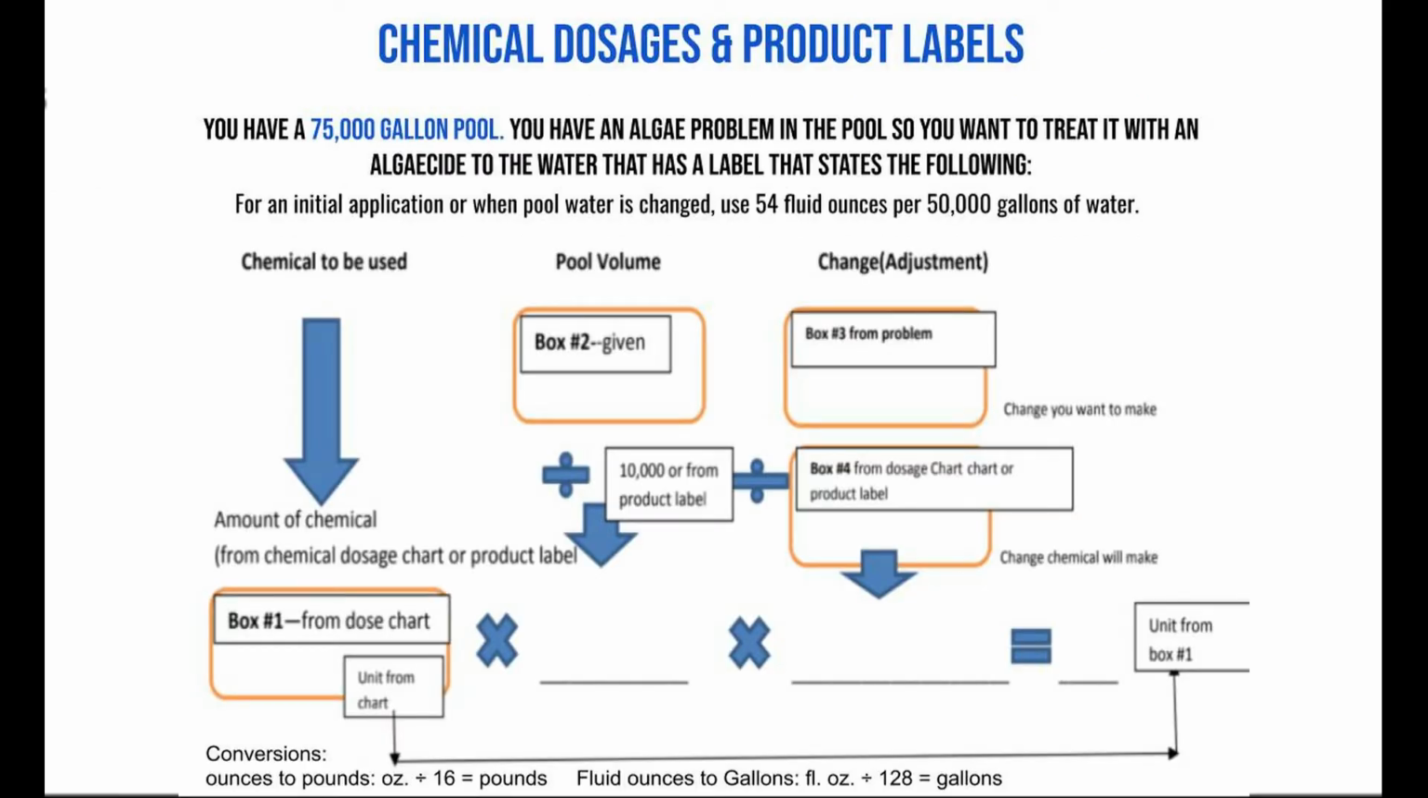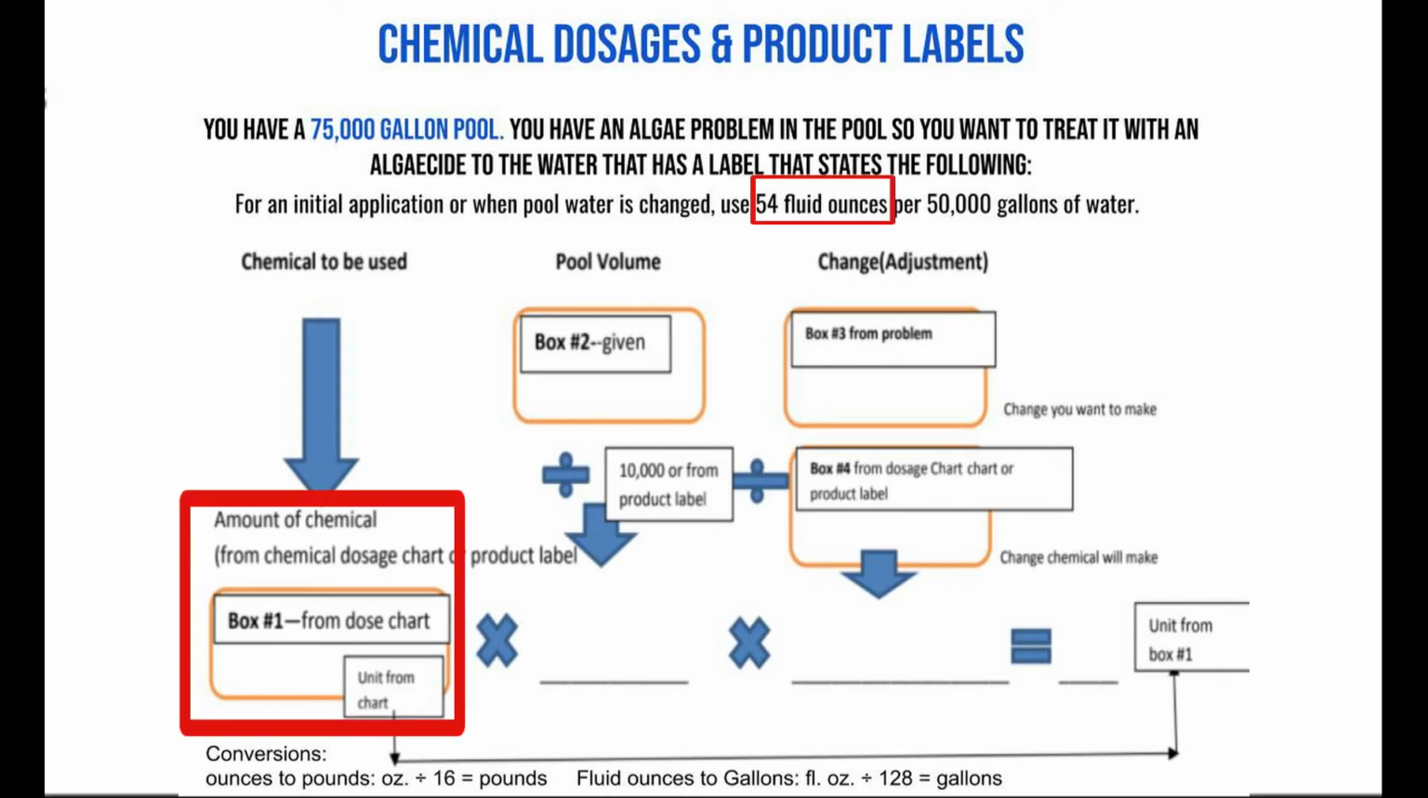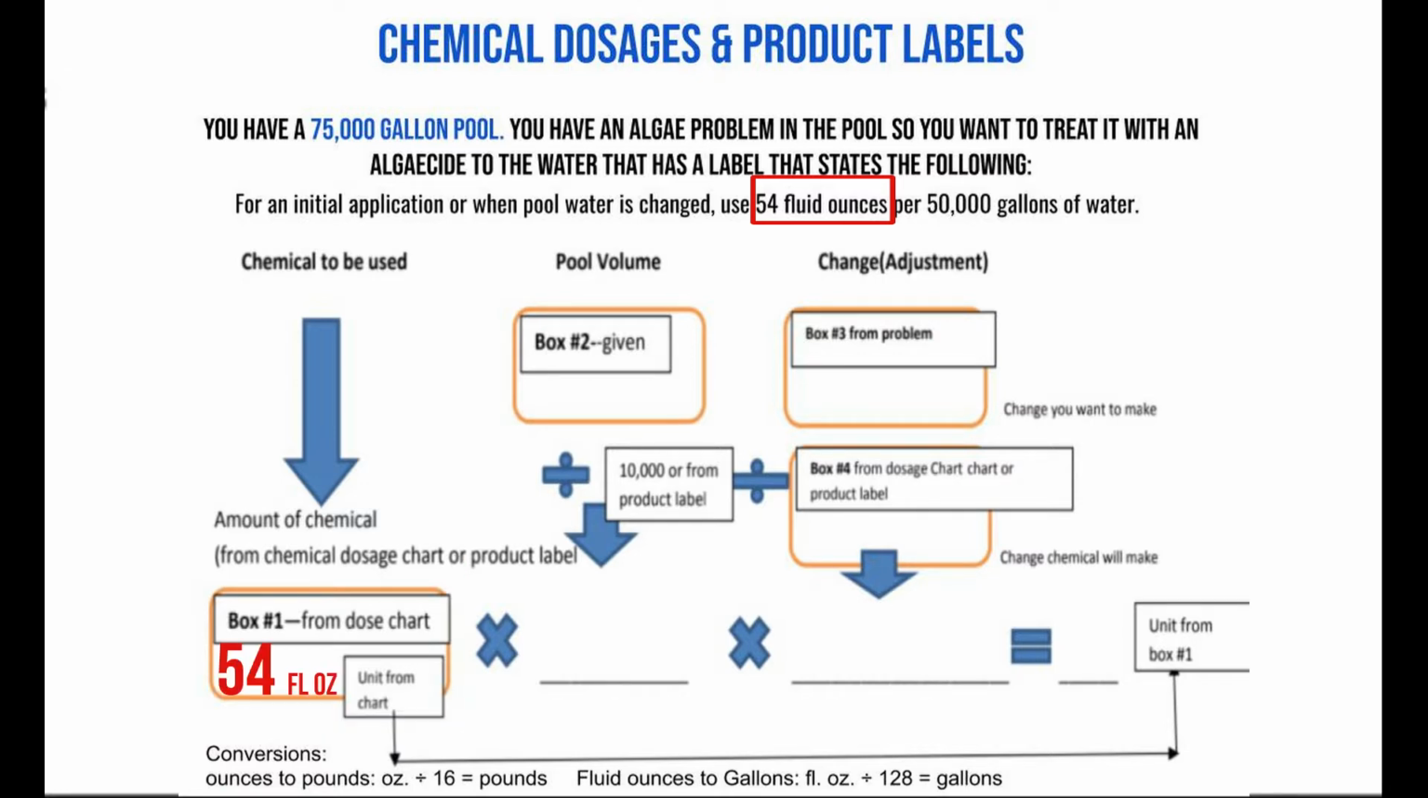So what we want to do first is we're going to use our chemical adjustment worksheet and we're going to be filling that in, starting with box number 1, which comes from the product label, the amount of chemical. So amount of chemical is 54 fluid ounces. Let's go ahead and put our unit over here that is in box number 1. It always goes over here, fluid ounces.